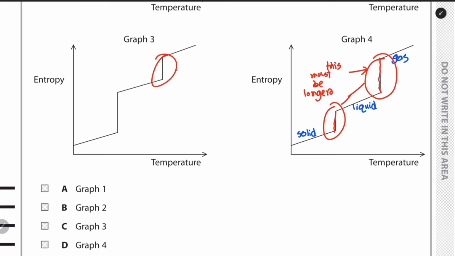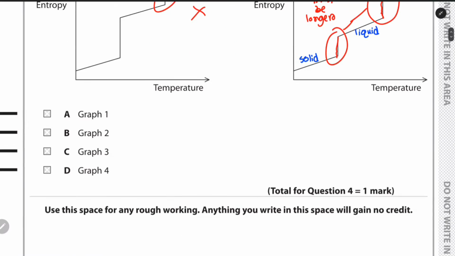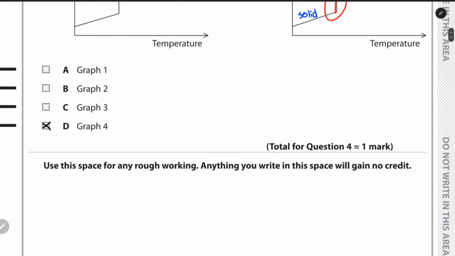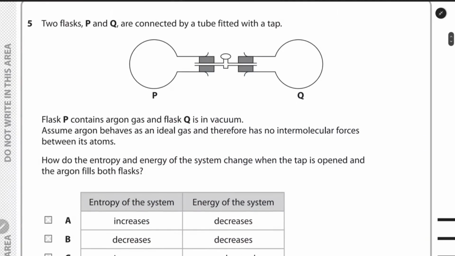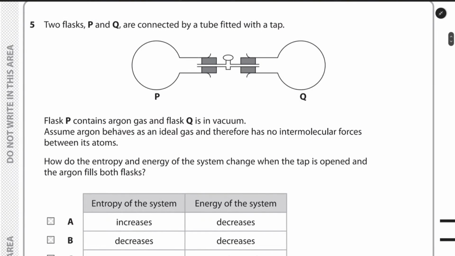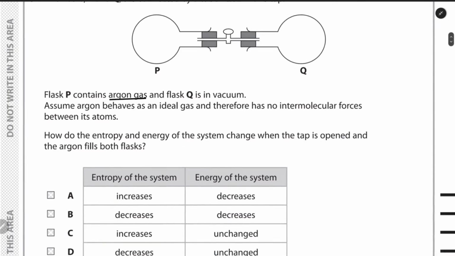In graph 3 this is shorter, so this is wrong. So graph 4 is our answer. Now moving to question 5, we have two flasks P and Q. P contains argon and Q is in vacuum.